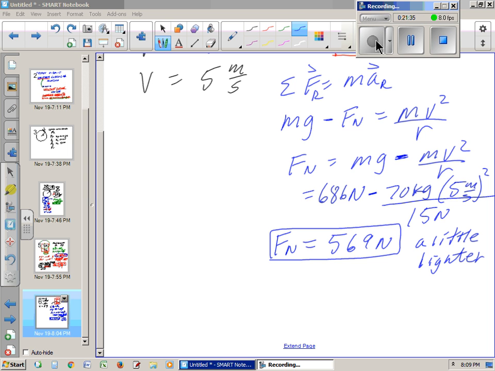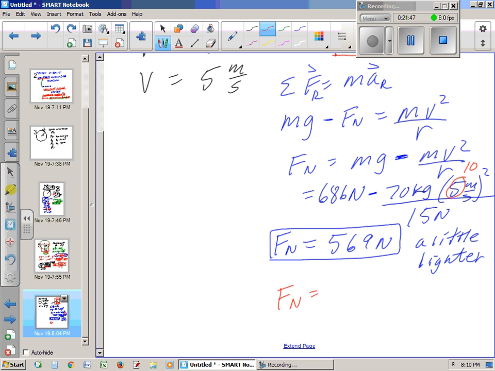Let's change this number here and make it a little more interesting. Let's change that 5 to 10 and do a calculation. So now he's going to go over that hill at twice the speed. Let's see what we get there.